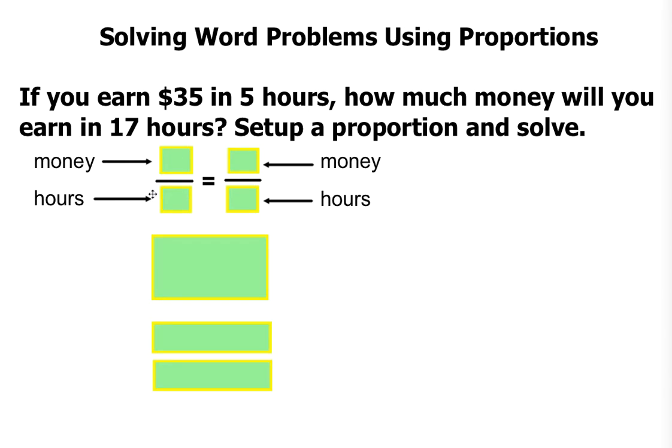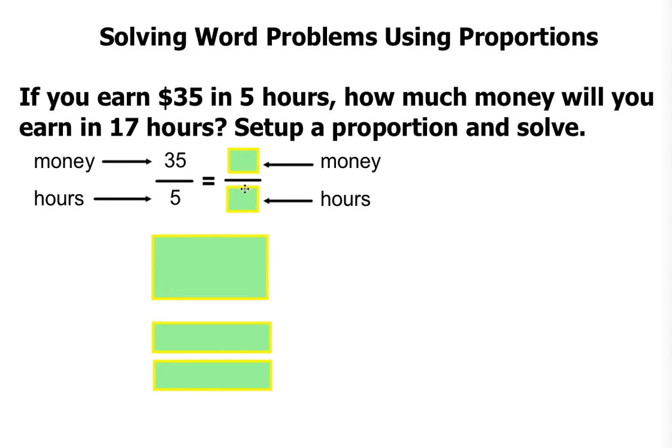So in my first ratio, I'm going to use the numerator to represent money. So I'm going to put $35 as my numerator. What's associated with $35 is the 5 hours in time. So I'm going to write my first ratio as 35 to 5.